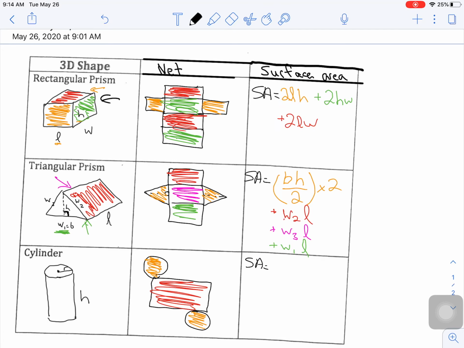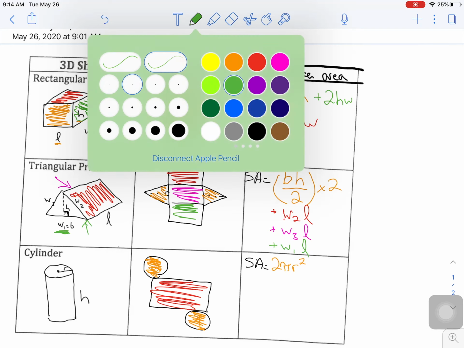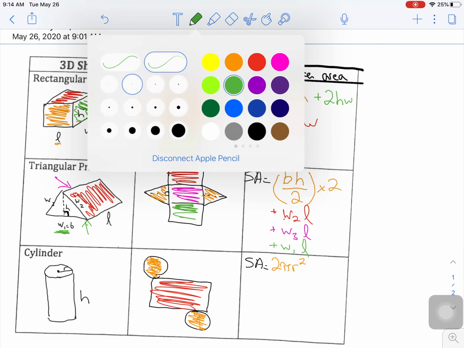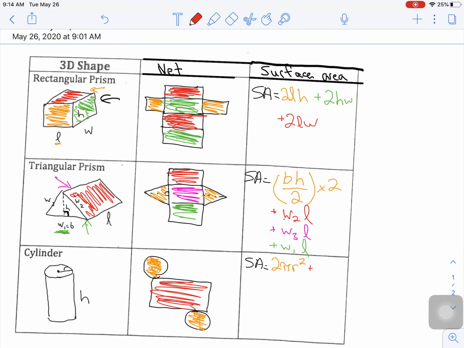So to solve this, we could say surface area is equal to, well, what's the formula for a circle? Yeah, it's pi r squared, but how many of those circles do we have? We have 1 over here and 2 right here. So it would be 2 times that, plus, oh, I said it was red, plus our rectangle.